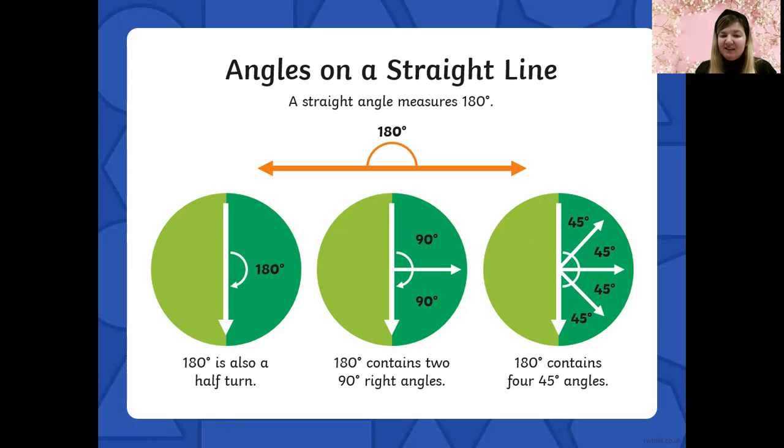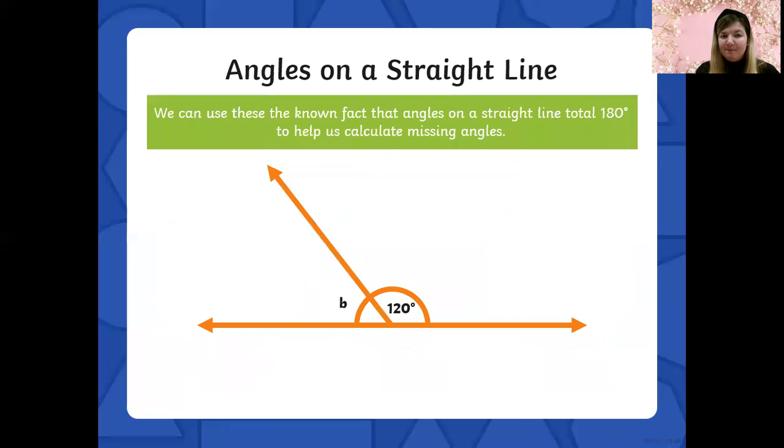And then finally, it's the same for thinking about if we had a quarter here, which is 90, half of that is 45. So we have 4 lots of 45 degrees making up a straight line angle of 180 degrees. So the main piece of knowledge that you need for today is the fact that the angles on a straight line add up to 180 degrees, and this is because it is half a turn.